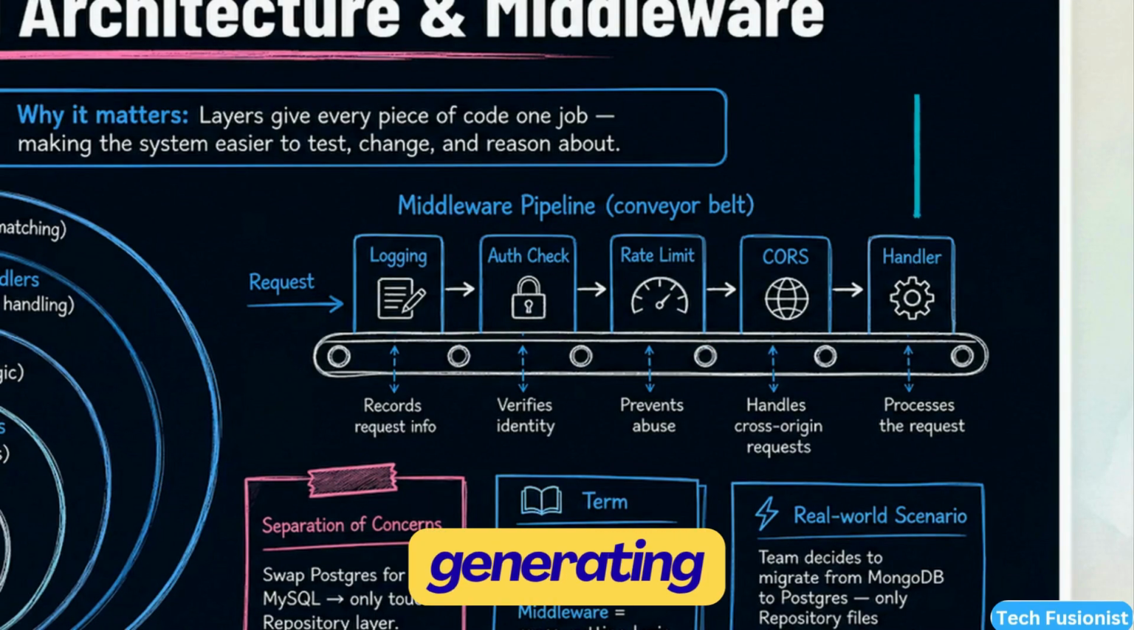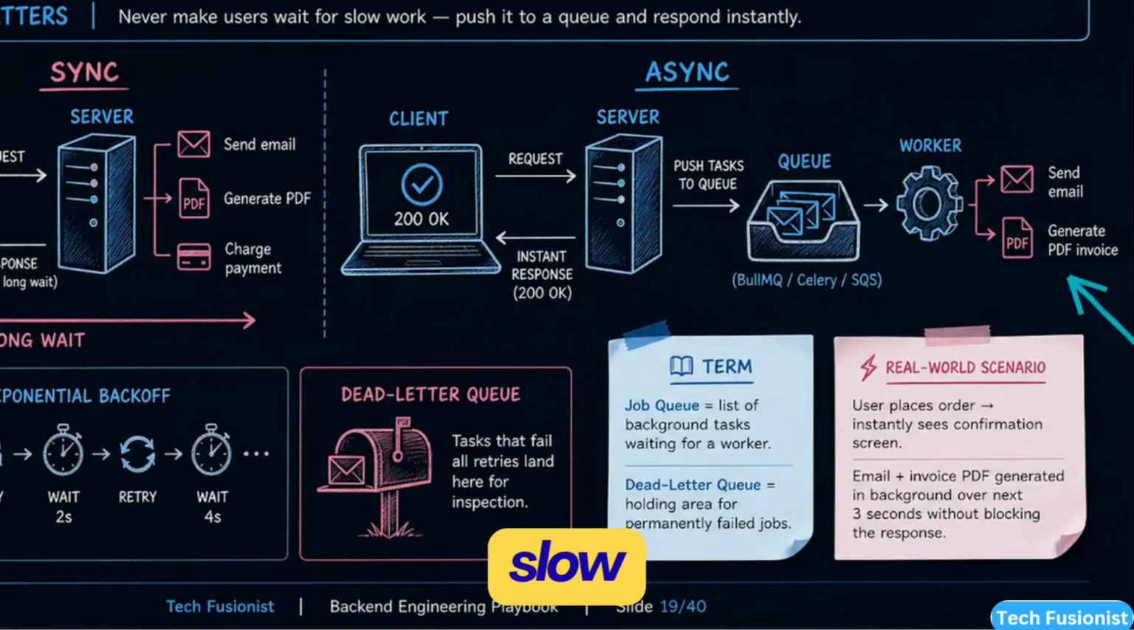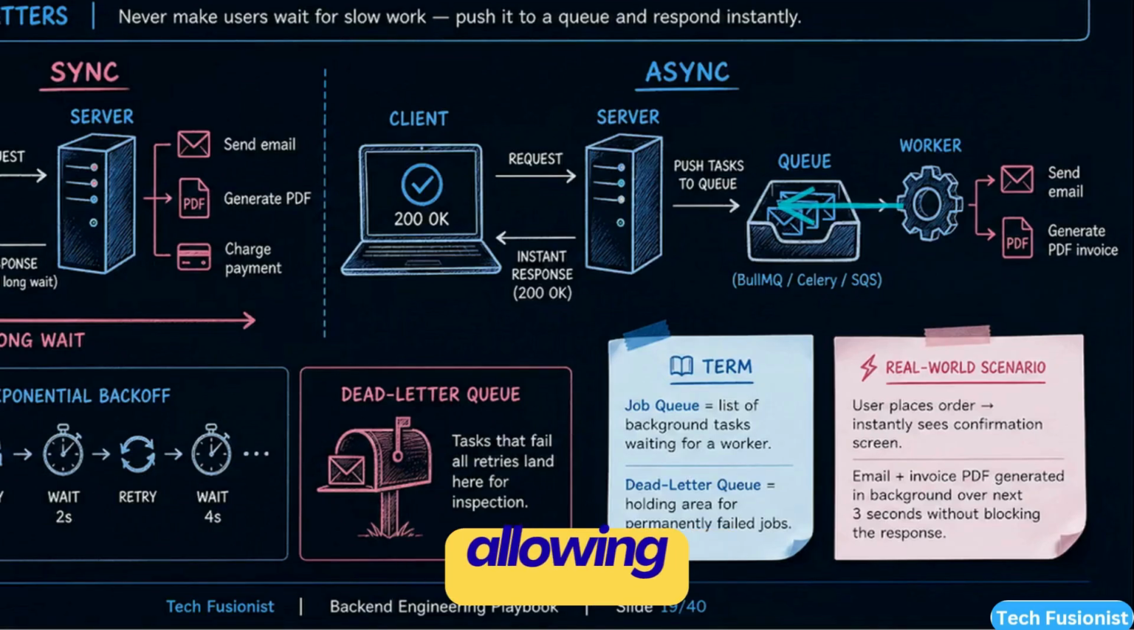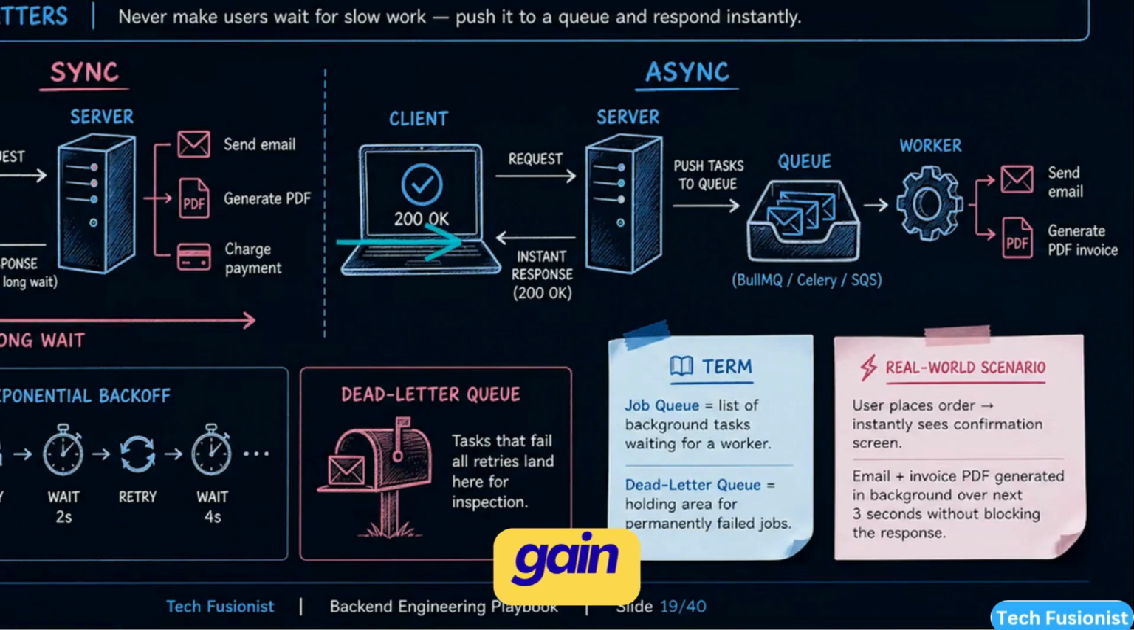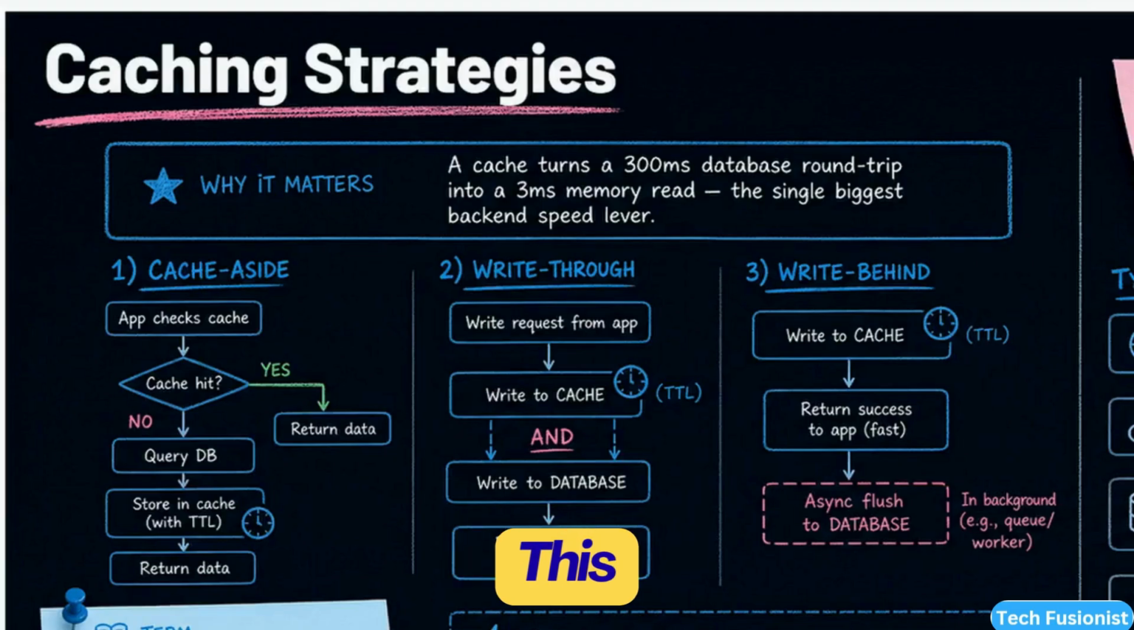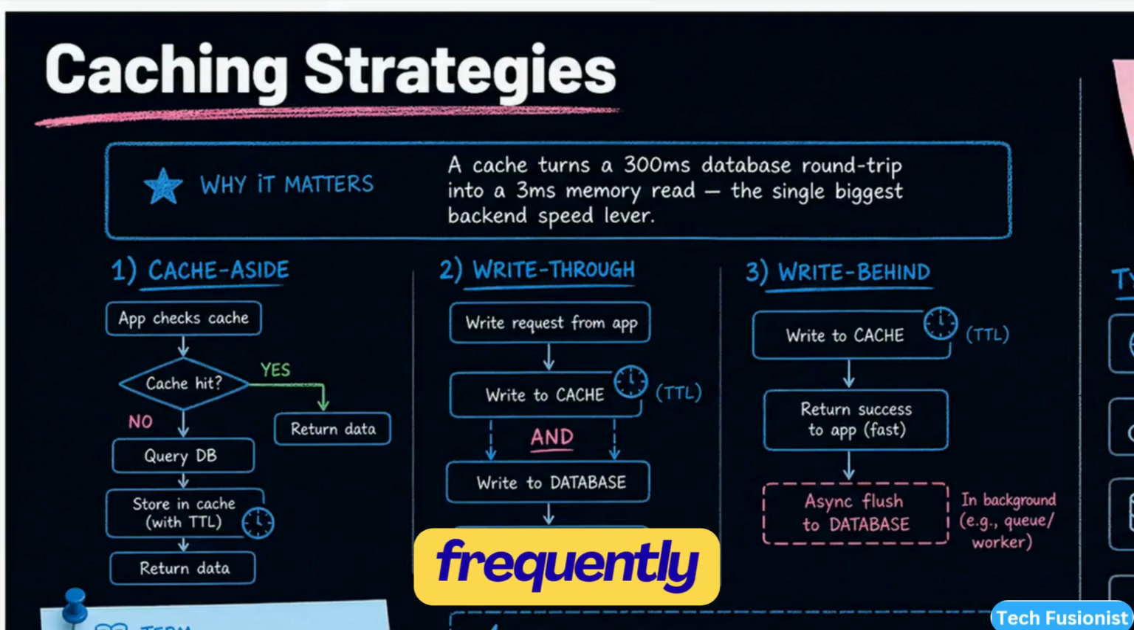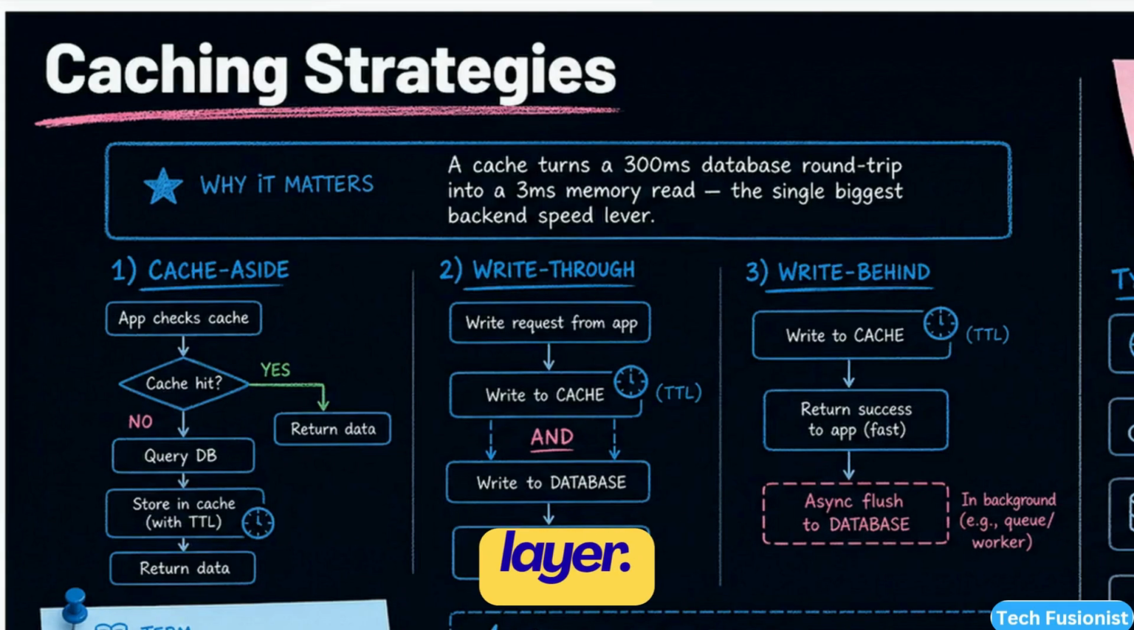Some tasks, like generating a long invoice, are too slow and would freeze the app. The server pushes these heavy tasks to a queue and processes them in the background, allowing the app to send you a success message immediately. We also gain speed by using caching. This comparison shows how we store frequently accessed data in a fast memory layer.